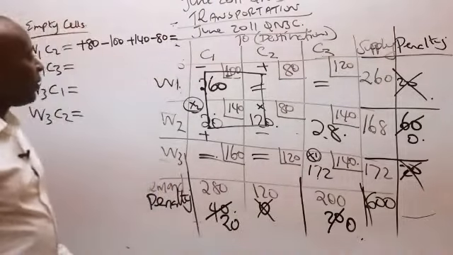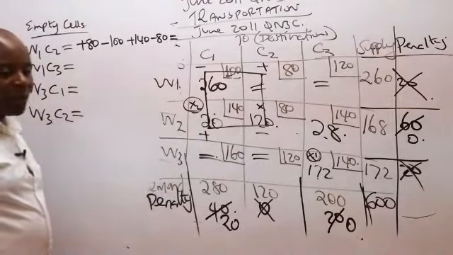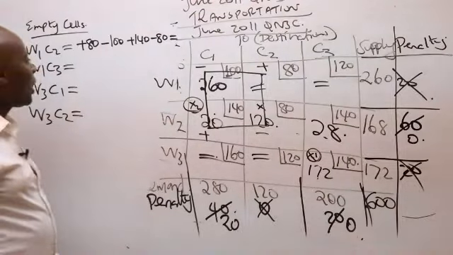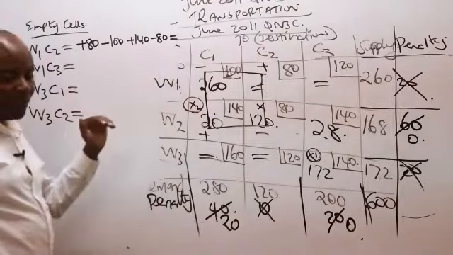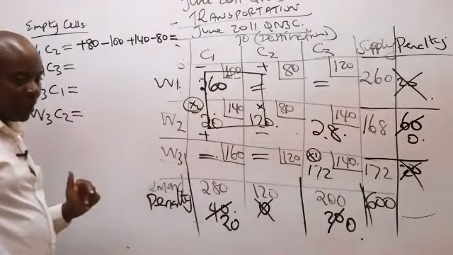Somebody is giving me a figure of 20. No, 28 was a very old figure. Could you kindly give me this figure? 80 minus 100 plus 140 minus 80. Somebody give me, even if you're not following, just give me the figure.